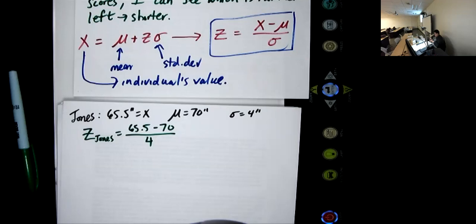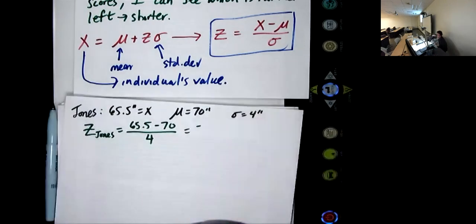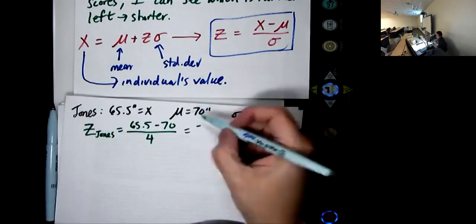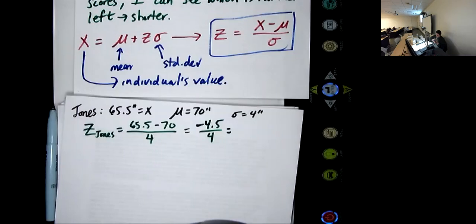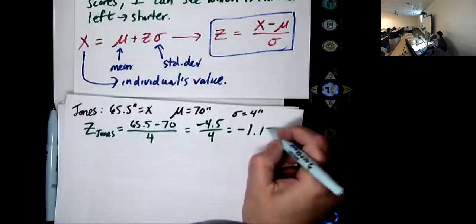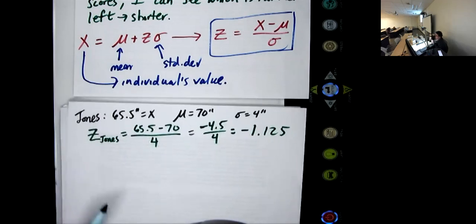Calculator. 65.5 minus 70 is negative 4.5 on top, and 4 on the bottom. So when I divide by 4, I get negative 1.125. That's my value. That's how many standard deviations.